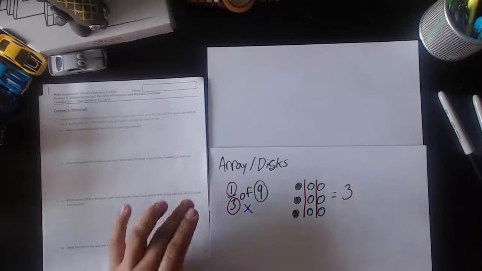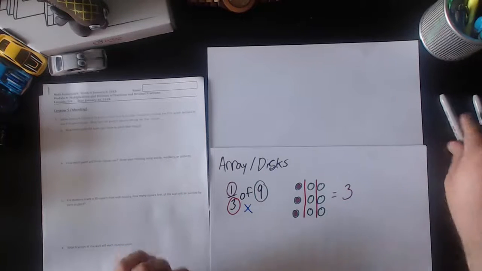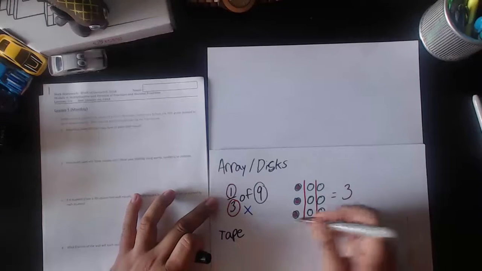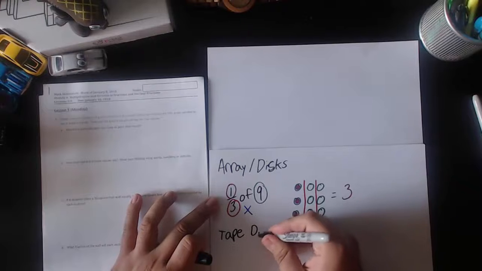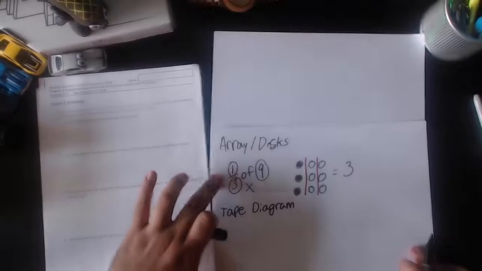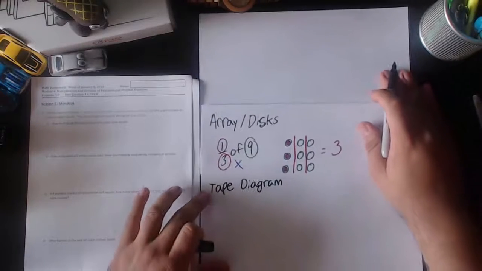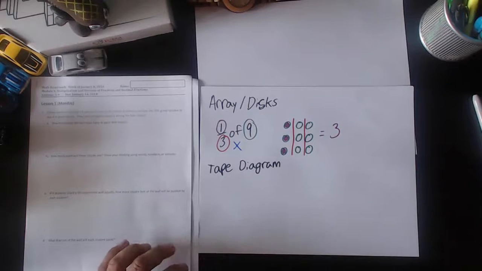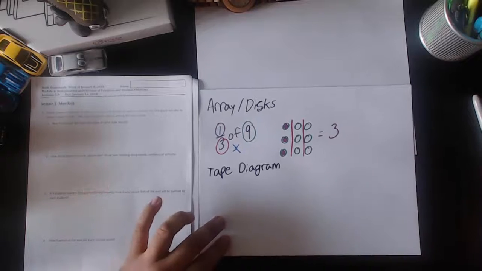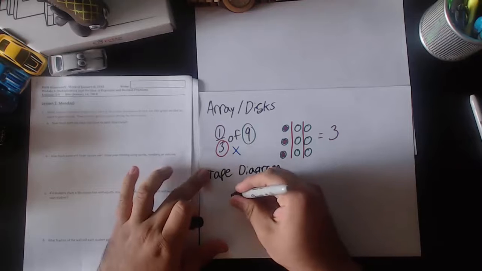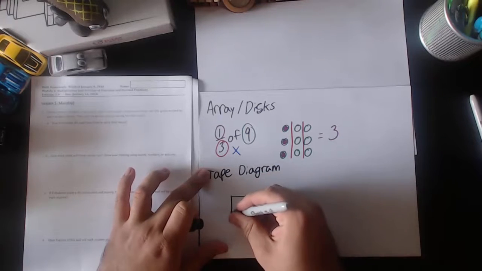Now, using the same problem, I would use our other model that we learned, which is called a tape diagram. I'm going to go ahead and shift this paper up just a little bit. There we are. Now, we know what a tape diagram looks like. It's just a big rectangle. So I will go ahead and draw my rectangle. Like so.